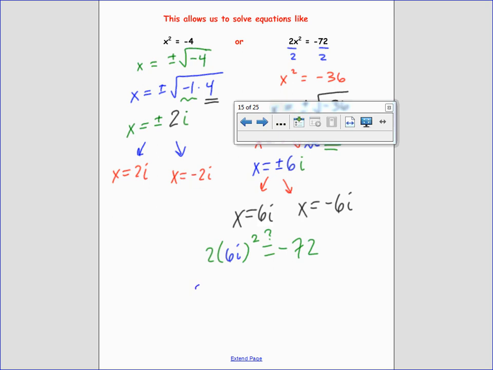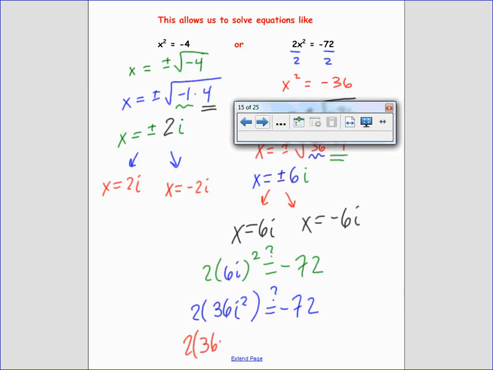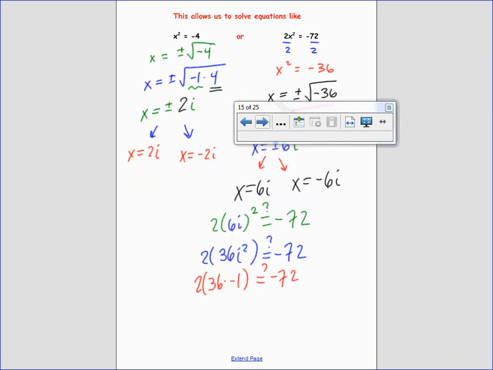So here we go. 2 times 6i squared, which would be 6i times 6i. That would be 36i squared. Does that equal negative 72? Well, let's see. I know that 36 i squared is equivalent to 36 times negative 1, because i squared is negative 1. Therefore, 2 times 36 times negative 1 equals negative 72. And so we verified that 6i is in fact a solution to the original quadratic equation, and the same is true for all of these. And so we can go ahead and box these.